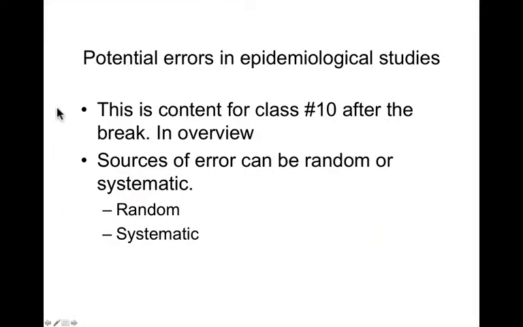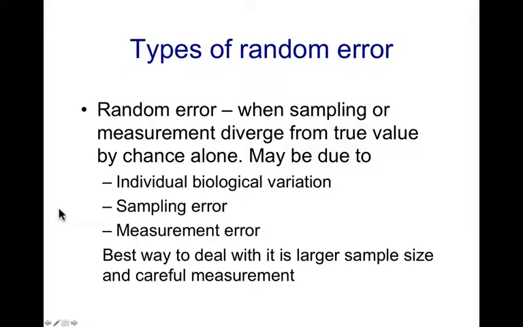As I mentioned, there are potential errors in epidemiologic studies. We will be studying this in a later class. Sources of error can either be random or systematic. Random error is when our sampling or our measurement diverge from the true value by chance alone. And those can be due to individual biological variation and sampling error, or measurement errors, which again happen to be random. And the best way to deal with this kind of error is typically a larger sample size and careful attention made to the measurement in the study.